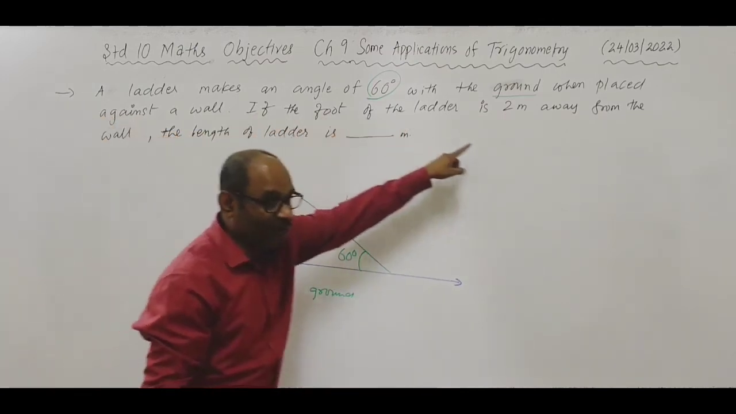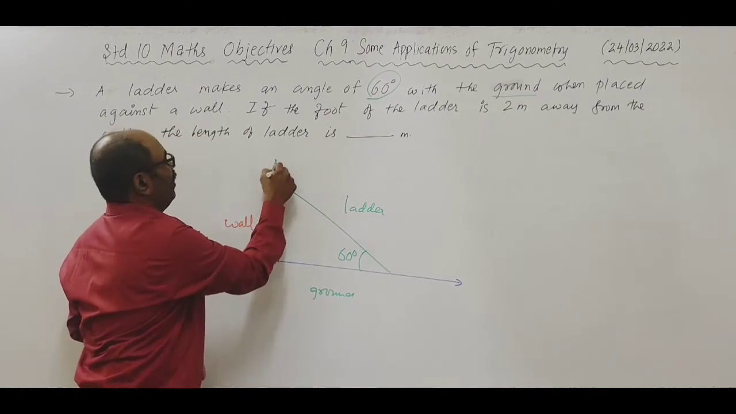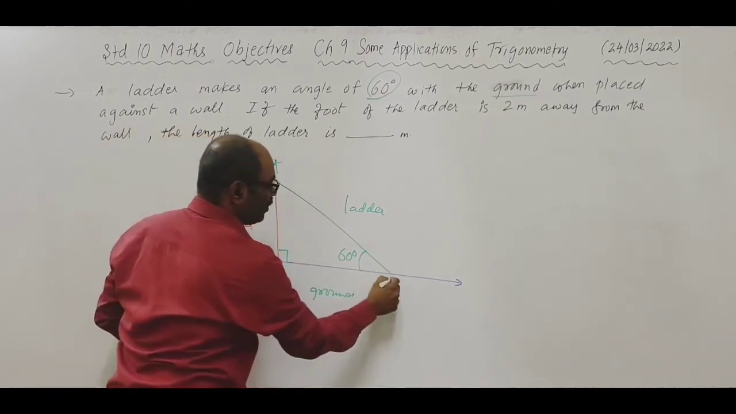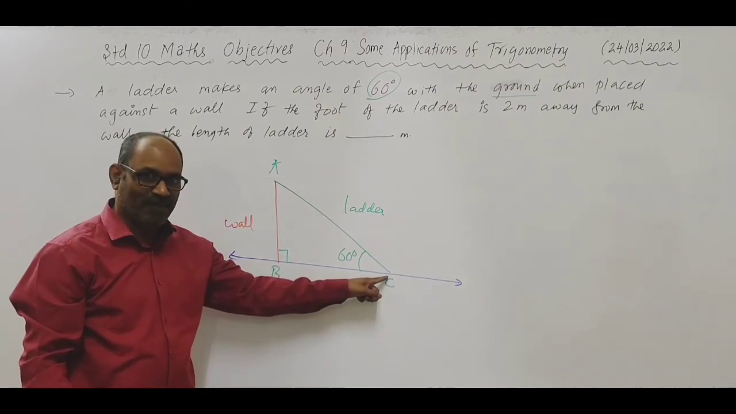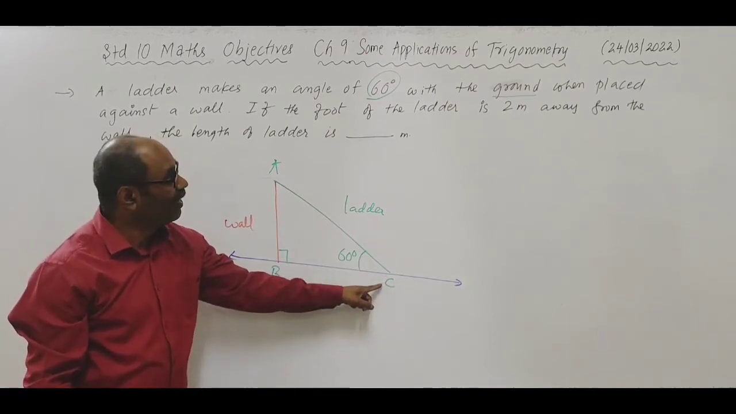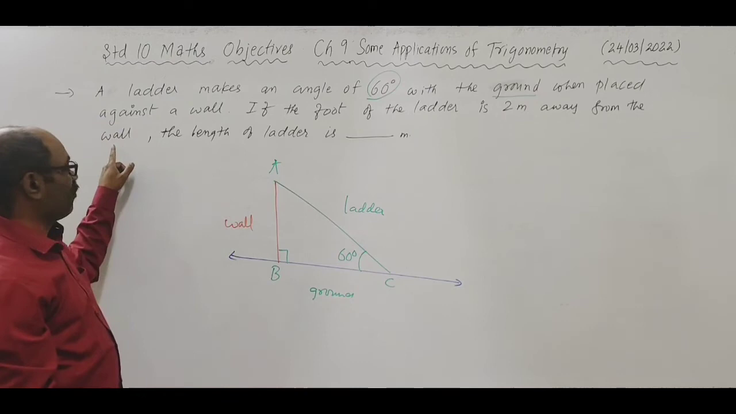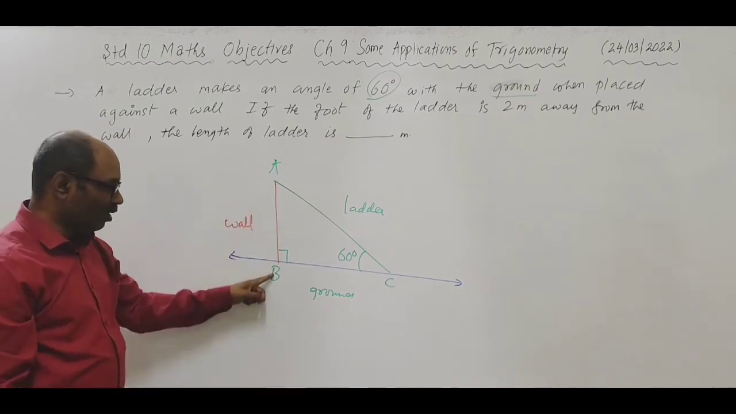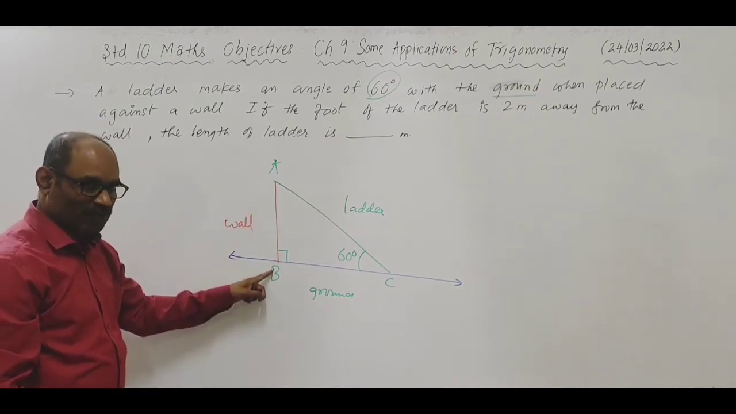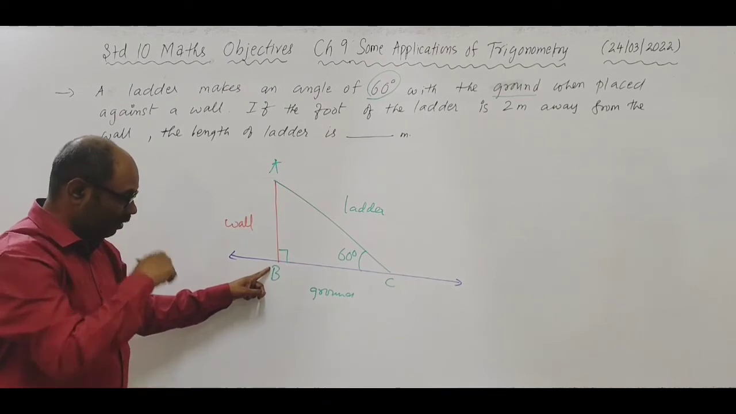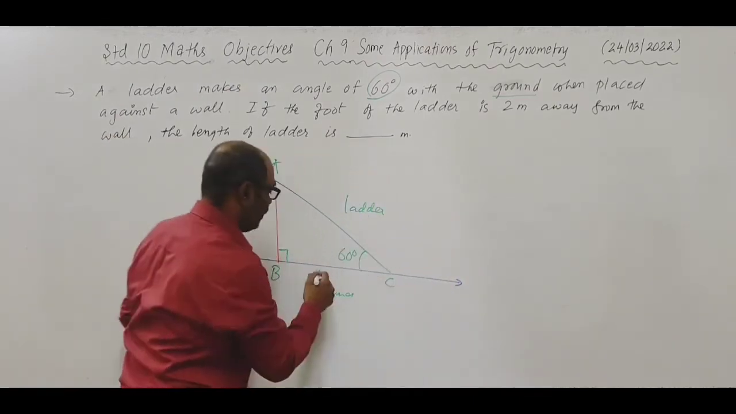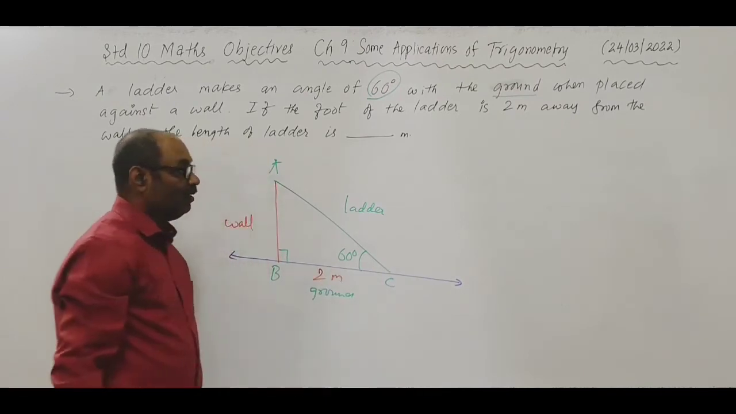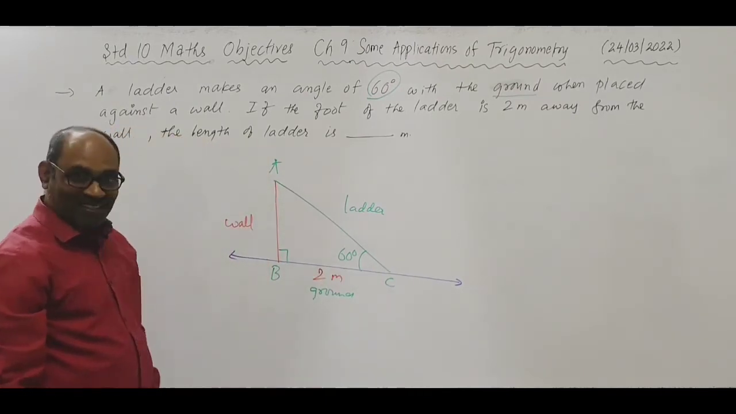If the foot of the ladder, let's say A, B, C. Which is the foot of the ladder? C. C represents the foot of the ladder. If the foot of the ladder is 2 meters away from the wall, the foot of the wall is represented by B. So BC is 2. What is the length of the ladder?